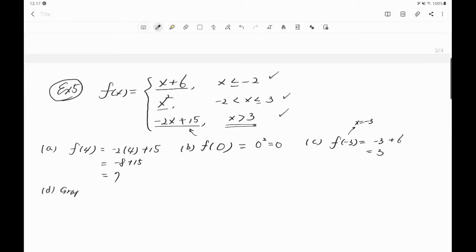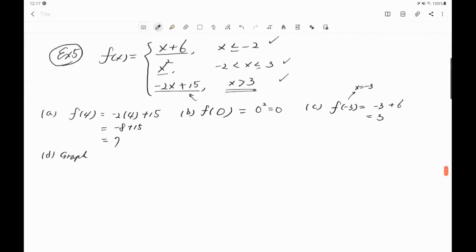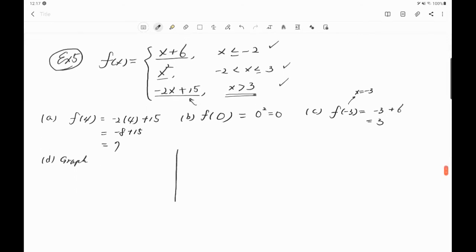Now letter D is graph. It says to graph the function. We have x intervals, and the x intervals are different. If x is less than negative 2, then the graph is y equals x plus 6. The domain for this one is negative infinity to negative 2, but negative 2 is not included. So for this interval, let's find the graph of x plus 6.